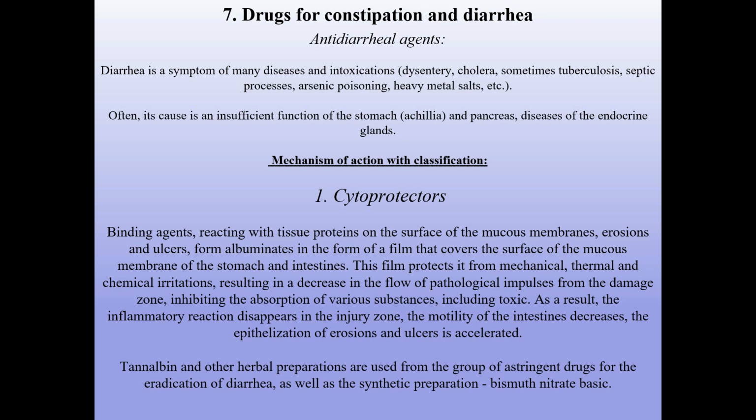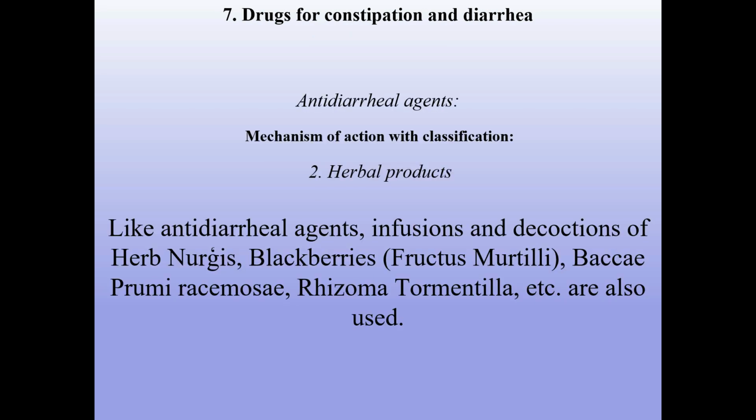We discussed these drugs today already in the previous parts of today's lecture and also in Lecture 3. Tunnel bean and other herbal preparations are used from the group of astringent drugs for the eradication of diarrhea, as well as the synthetic preparation bismuth nitrate basic. Second, herbal products, like antidiarrheal agents, infusions and decoctions of different plants and fruits are also used.